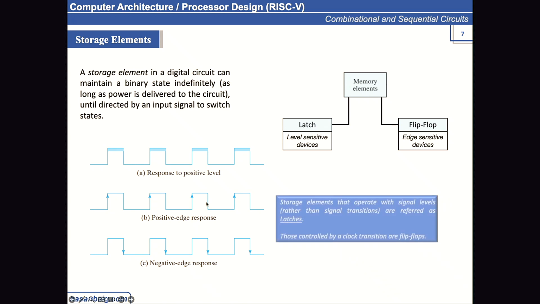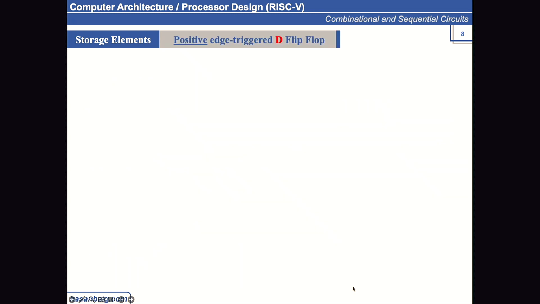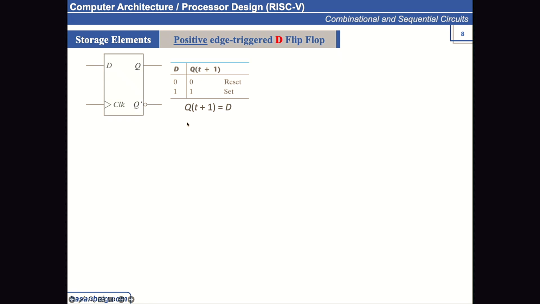So the storage elements that operate with the signal's level rather than the edges are called latches, and those that operate on the edges are called flip-flops. Our focus in this discussion today is only on flip-flops. There are many different types of flip-flops, but I will only discuss one of them, the D flip-flop, which is a very simple one.